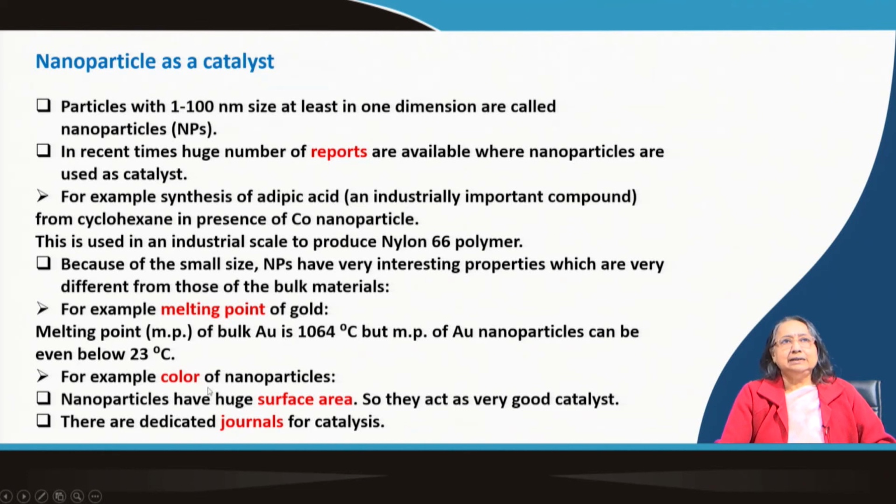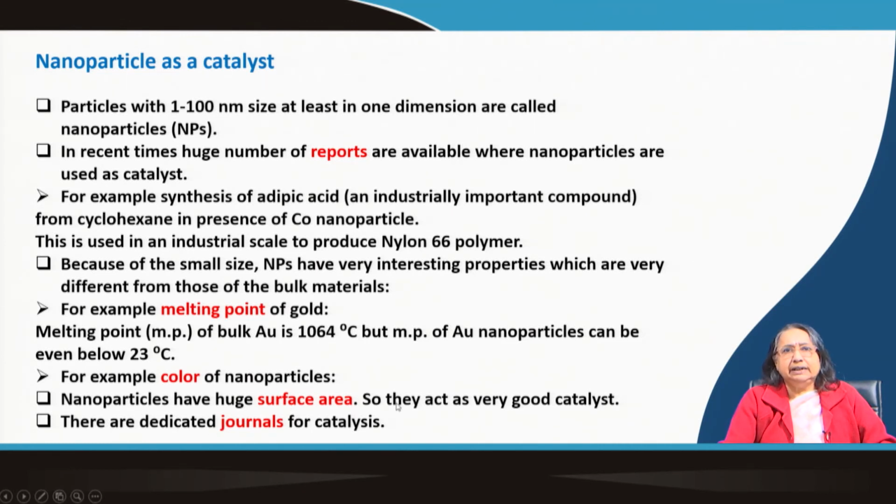So, nanoparticles have very different properties than the bulk. Another is the color. Gold may have different colors when they are nanoparticles. For example, it can have purple color, blue color, other different colors. The same is true for silver. Silver nanoparticles may have different colors. So, they have different colors from the bulk metal.